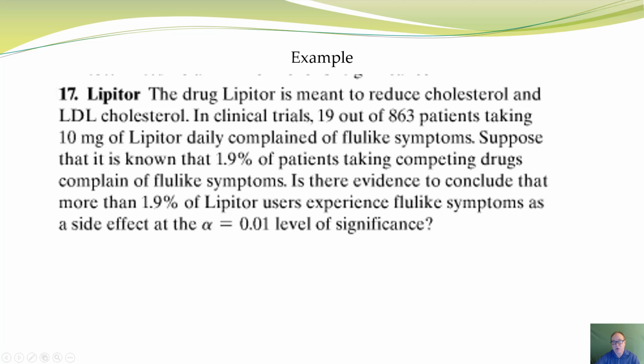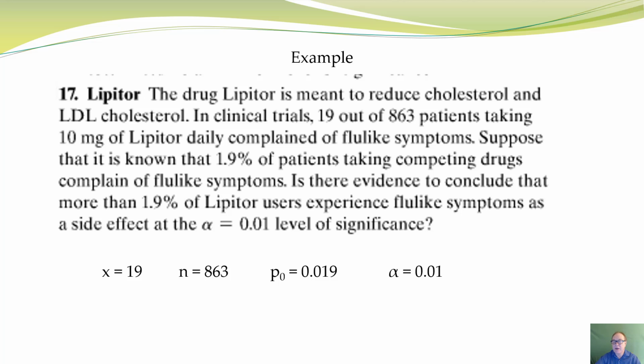Okay, so when you have your problem, the first thing you want to do is figure out what X is, which is 19. That's the number of successes. Then you need to know N, which is the total number, which was 863. Then we want to know our P naught. What are we comparing this to? We're comparing it to 1.9%. Well, you have to write 1.9% as a decimal, so it's 0.019. And then you need to know the level of significance. In this case, it's 1%, 0.01. That information you need to get from the problem.